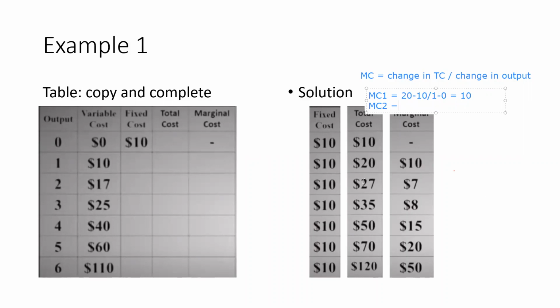So the next one we are picking is 27 minus 20. That's the change in total cost, divided by, now let's go to the output, 2 minus 1. So we'll be getting 7 for MC3. Then we go to the next one, that's 35 minus 27 divided by 3 minus 2. So you do that to the end. I don't know if that's clear.